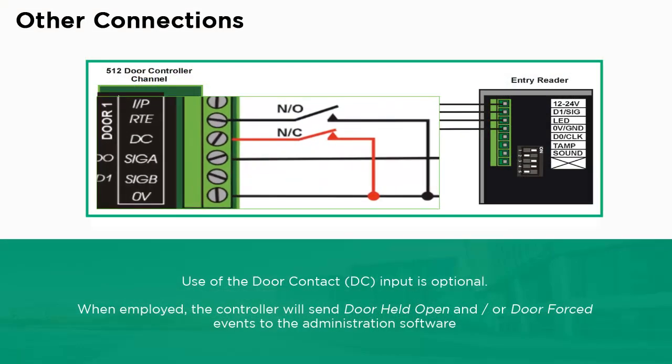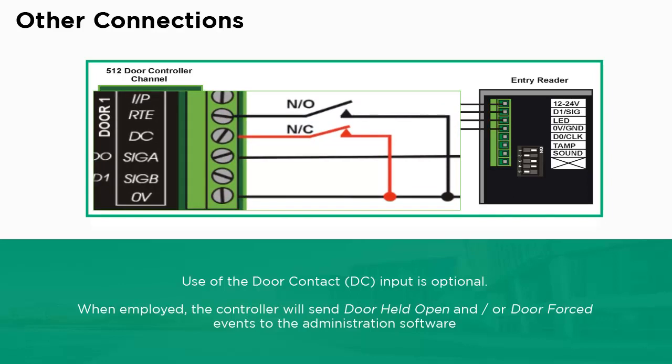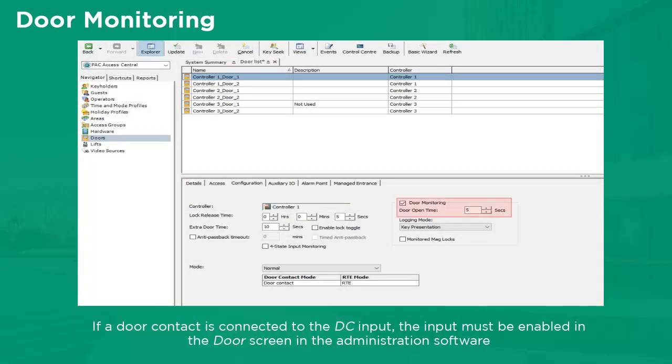Use of the DC or door contact input is optional. When employed, the 512 controller is able to send door held open and door forced events to the administration software. If a door contact is connected to the DC input, the input must be enabled in the door screen in the administration software.